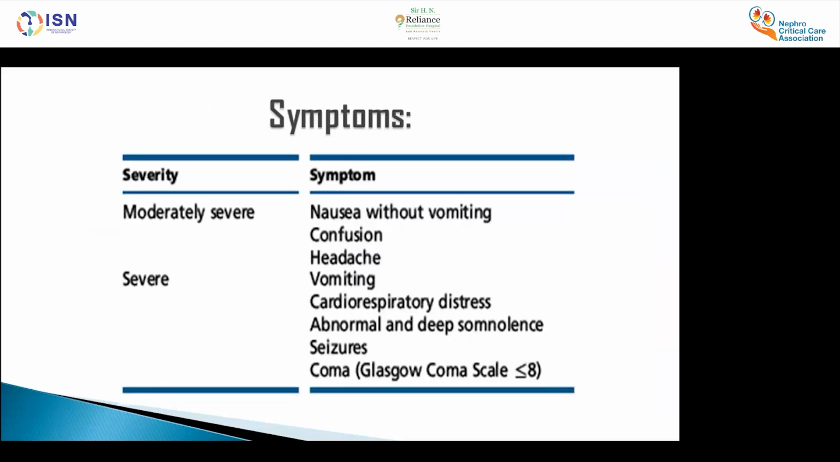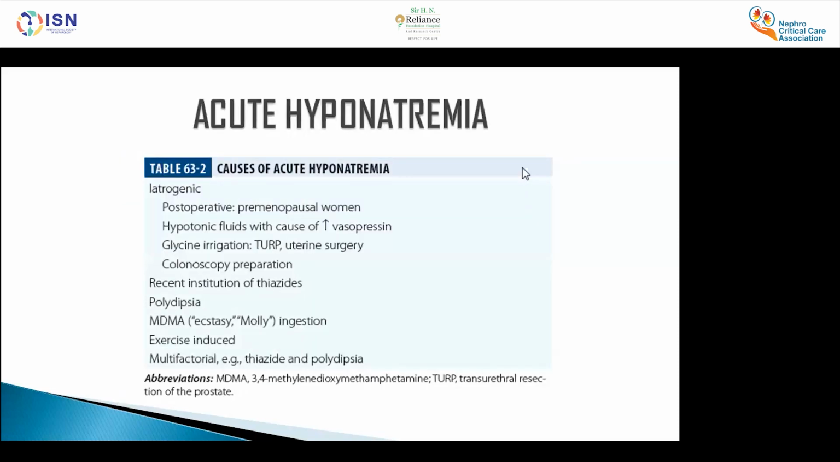So moderate symptoms usually include nausea without vomiting, confusion, and headache. Whereas severe symptoms are vomiting, cardiorespiratory distress, abnormal and deep somnolence, seizures, coma. So our patient, which we discussed before, presented to us with vomiting and altered sensorium, that is abnormal and deep somnolence. So she was a case of severe hyponatremia, and that was acute in development also.